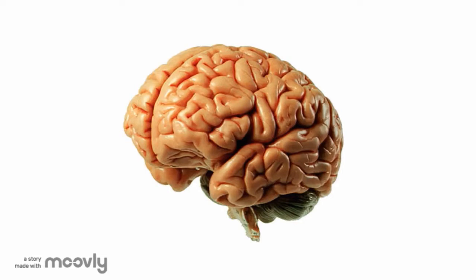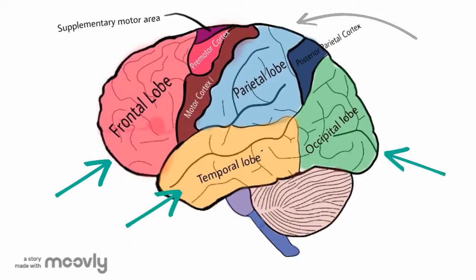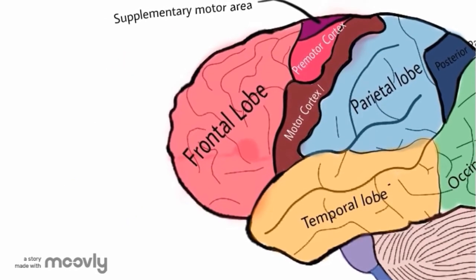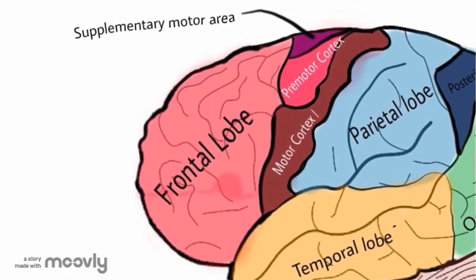This is the human brain. There are a total of 4 lobes in a human's brain. They are frontal lobe, parietal lobe, occipital lobe, and temporal lobe. Located in the frontal lobe are the primary motor cortex and the premotor cortex.